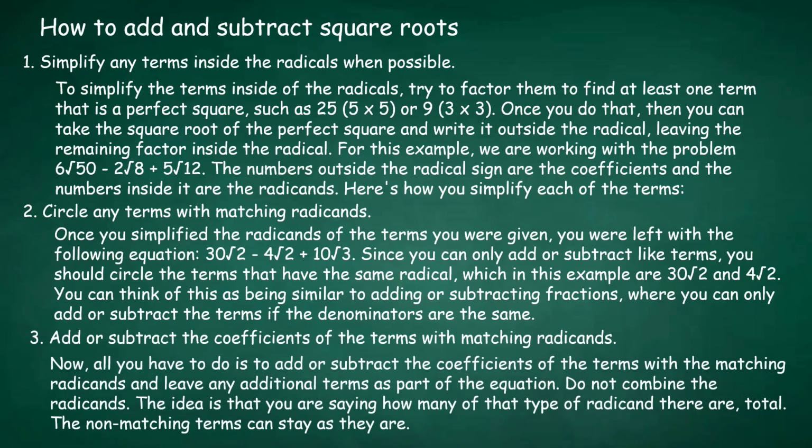3. Add or subtract the coefficients of the terms with matching radicands. Now, all you have to do is add or subtract the coefficients of the terms with the matching radicands and leave any additional terms as part of the equation. Do not combine the radicands. The idea is that you are saying how many of that type of radicand there are total. The non-matching terms can stay as they are.